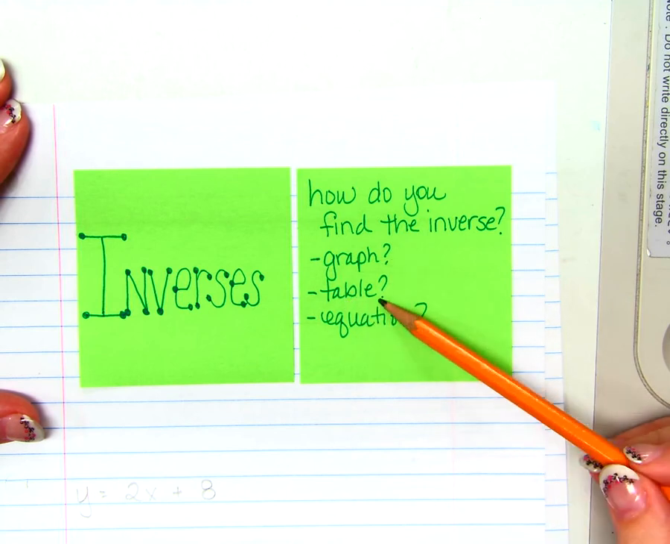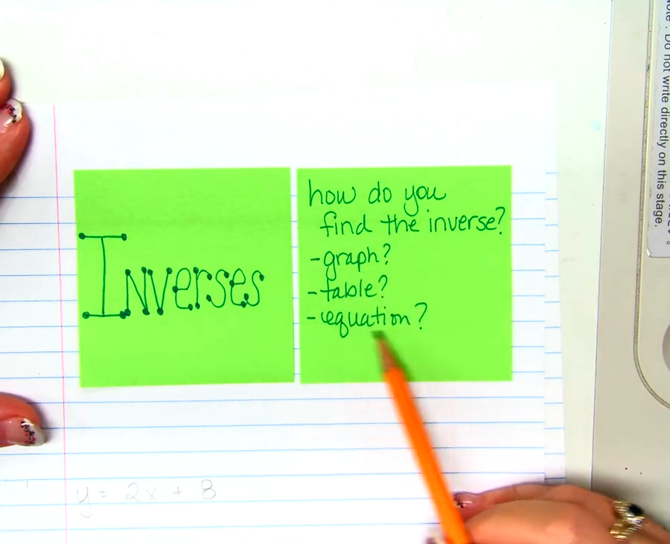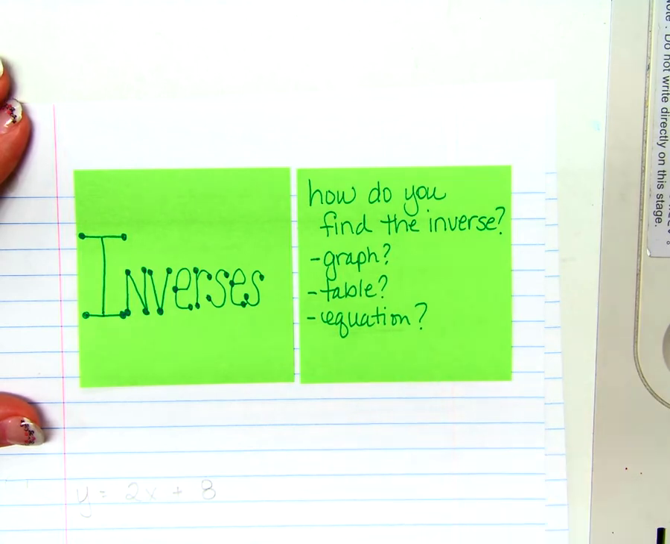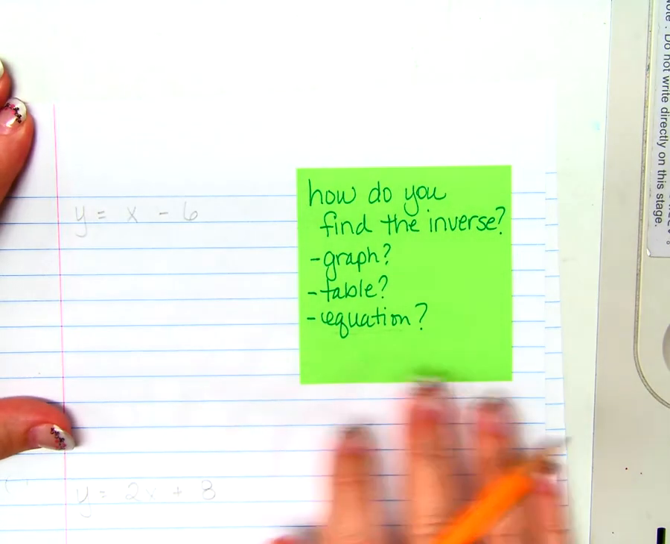How do you find the inverse of a table? Well, you switch x and y. Then is it logical that you would find the inverse of an equation by switching x and y? Hopefully yes. Okay? So what if you have an equation like this?